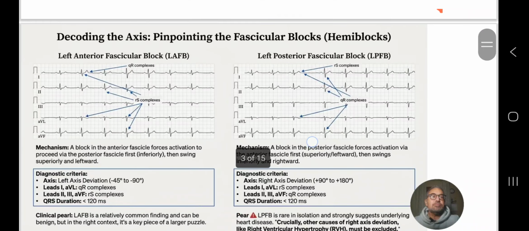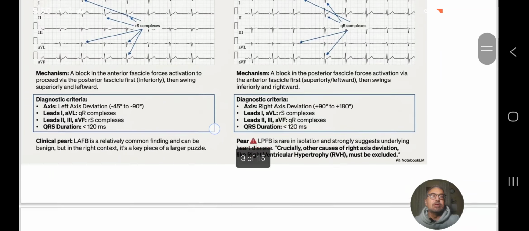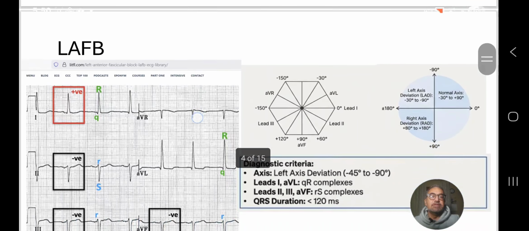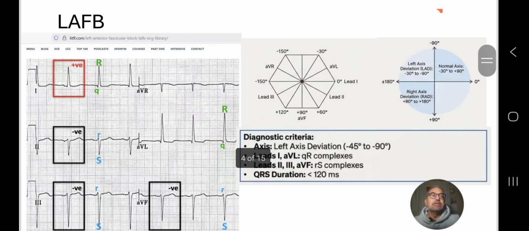Now, if you consider hemiblocks, you have left anterior fascicular block and left posterior fascicular block. Left anterior fascicular block, the diagnostic criteria are left axis deviation. In leads AVL or lead 1, there's a QR complex. In leads 2, 3, and AVF, there's an RS complex. The QRS duration is less than 120 milliseconds.